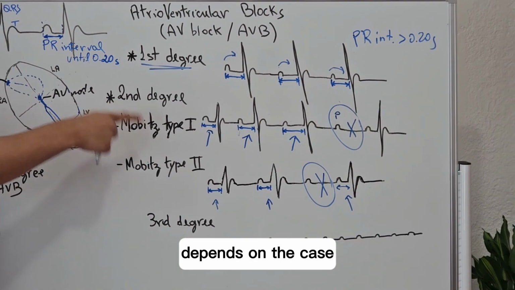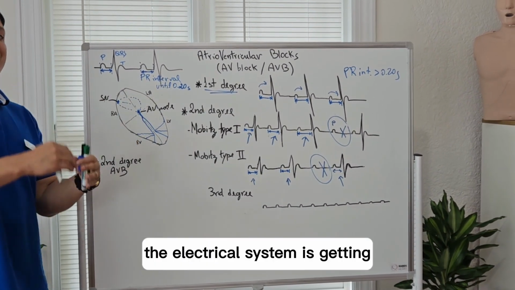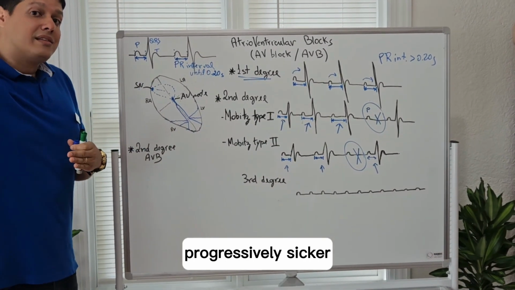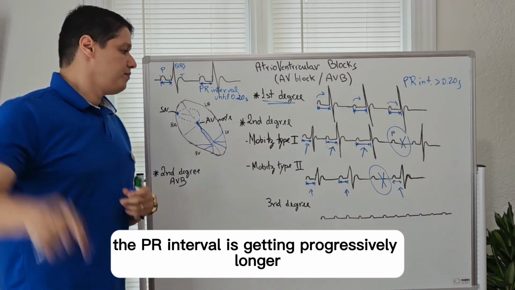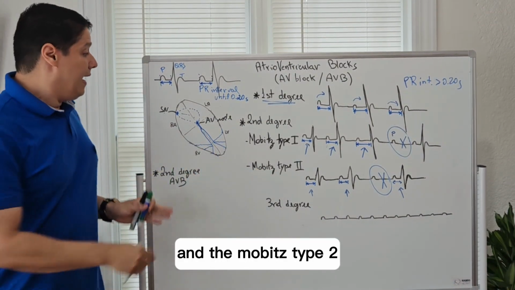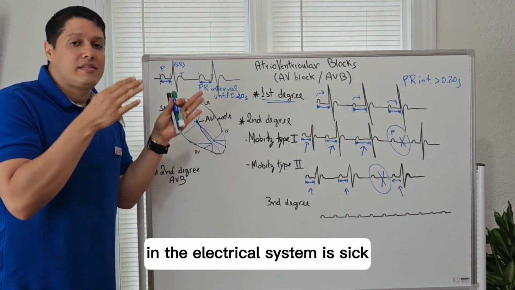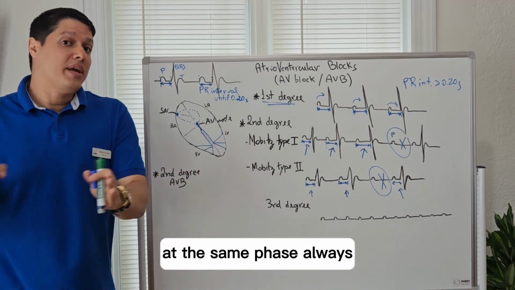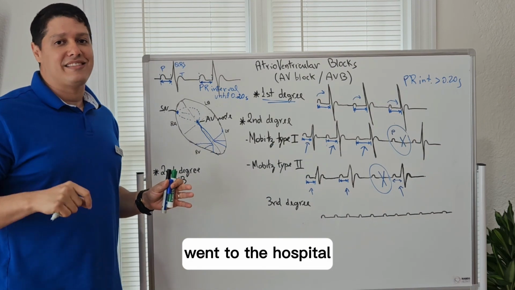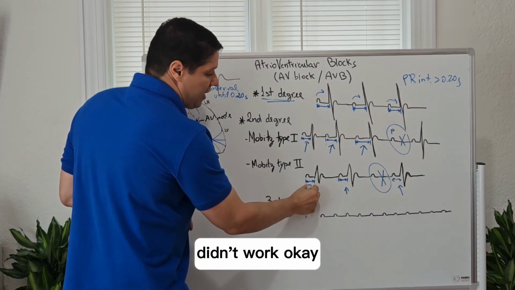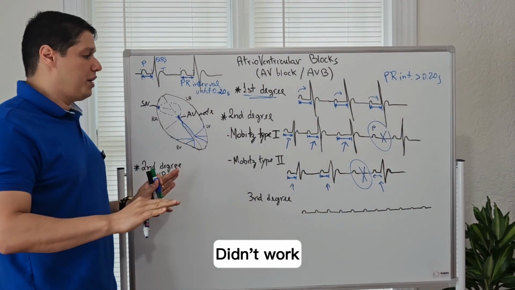But what is the difference between Mobitz 1 and Mobitz 2? In Mobitz 1, the electrical system is getting progressively sicker. The PR interval is getting progressively longer. In Mobitz type 2, the AV node in the electrical system is sick at the same pace always, and suddenly it didn't work, okay? PR interval, didn't work. PR interval, didn't work.